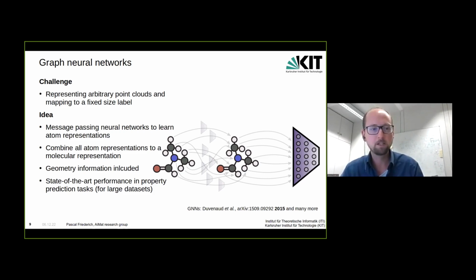We don't have to define the features ourselves, but the model has to extract features that are relevant for the prediction task at hand by itself. And these models reach state-of-the-art performance in property prediction tasks. And here the bracket is very important: for large data sets.